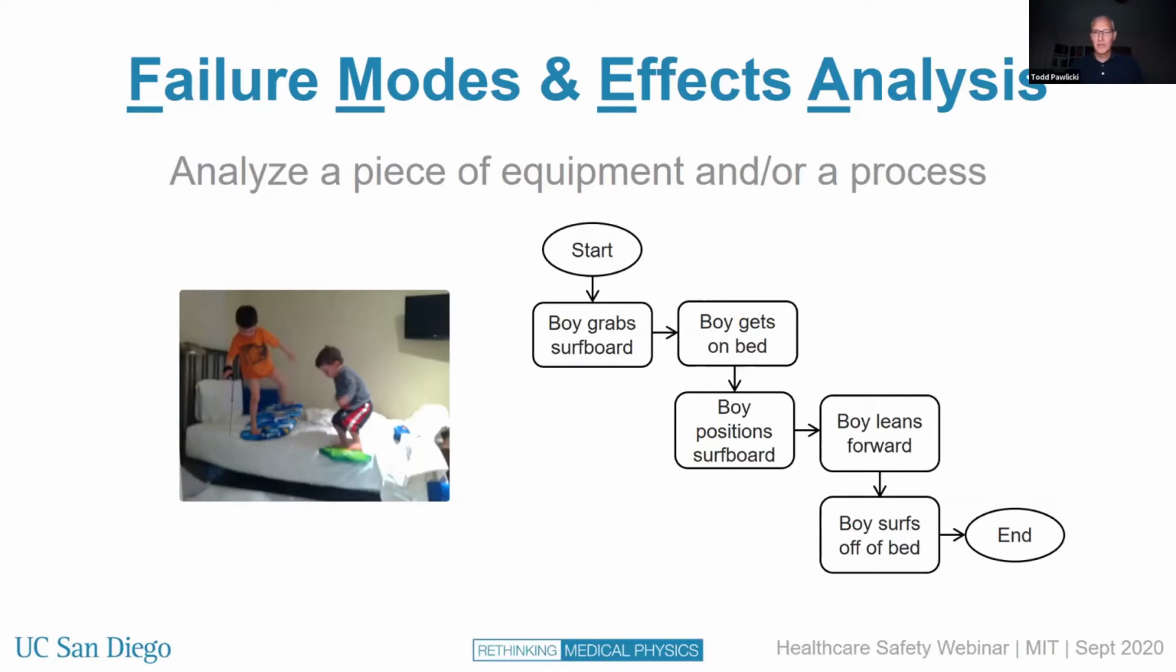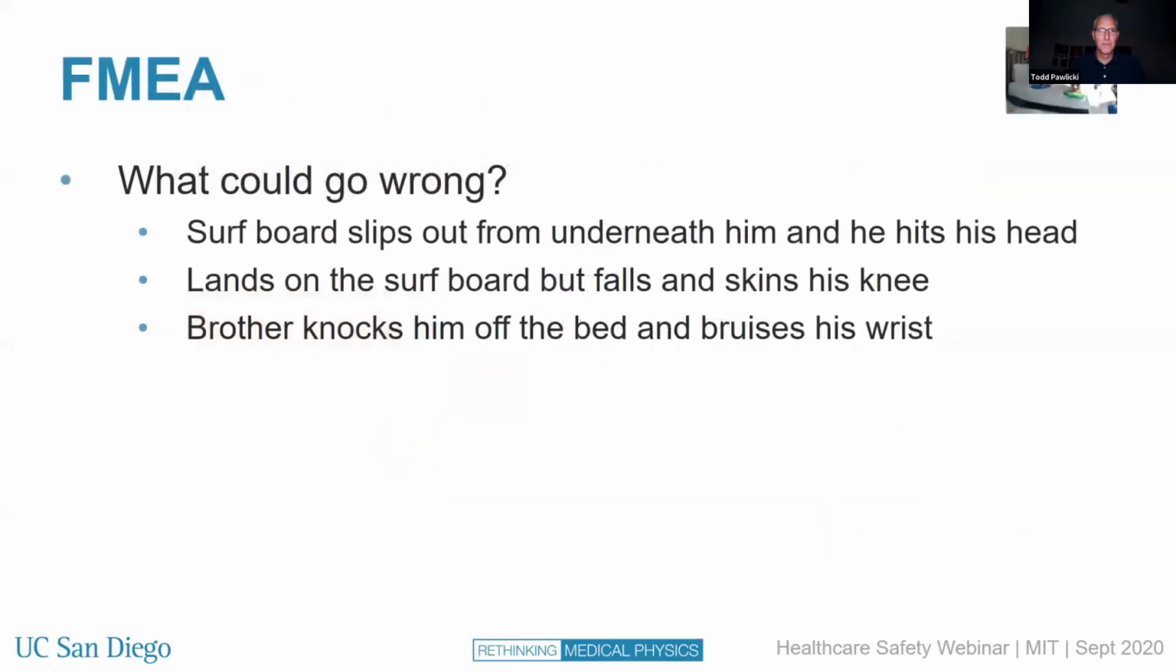So the next step in an FMEA is to pick one of these steps in the process and do a deeper analysis on that. You can typically start with a process step that you think would contain the most error. So boys surfing off the bed is where all the action is. That's what we're going to analyze here with this FMEA.